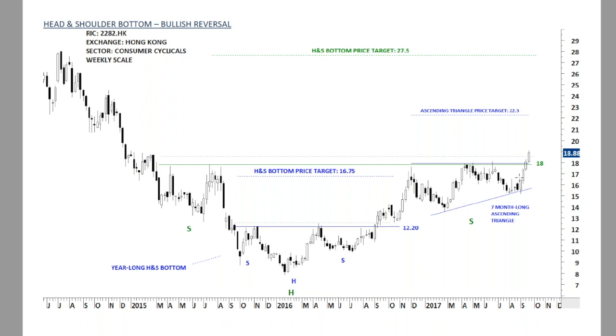So as we have discussed launching patterns, this 7-month-long ascending triangle is possibly acting as a launching pattern on the upside. First target is 22.3 for the ascending triangle, and then we have the head and shoulder bottom price target, which is at 27.5 levels. So this is a major base building process with several chart patterns confirming each other on the upside. So basically these are the chart patterns that I'm looking at right now, Peter.